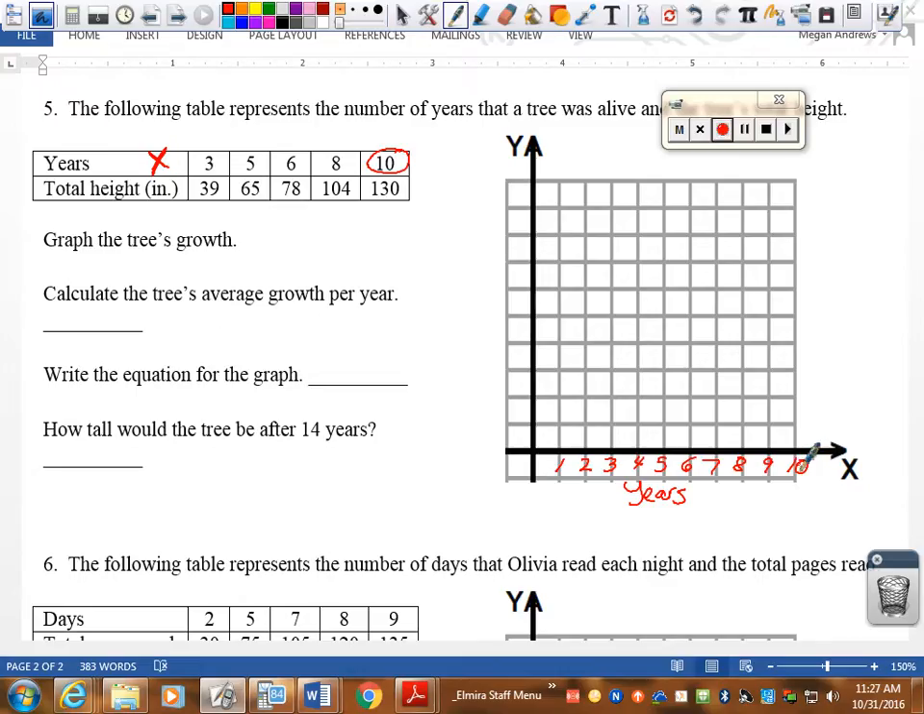Okay, now that means the y-axis is going to be our total height. Now, our highest number there is 130. So guys, counting by tens, 10, 20, 30, 40, 50, 60, 70, 80, 90, 100. We're not going to make it. So let's switch to 20s. 20, 40, 60, 80, 120, 200 when you get to the top.